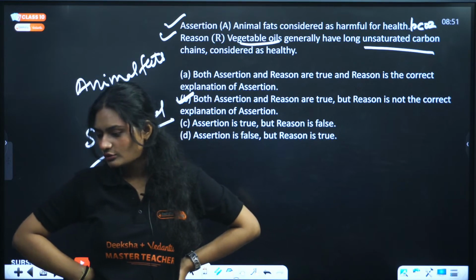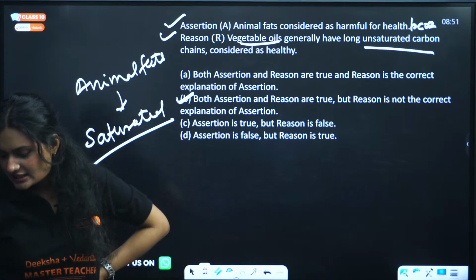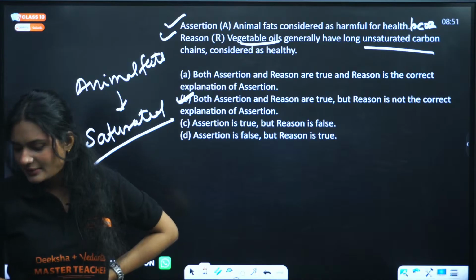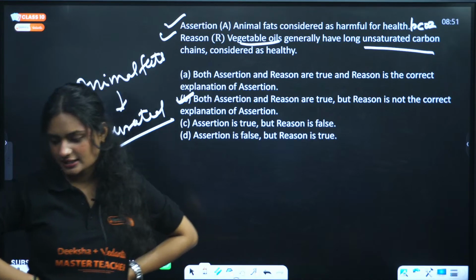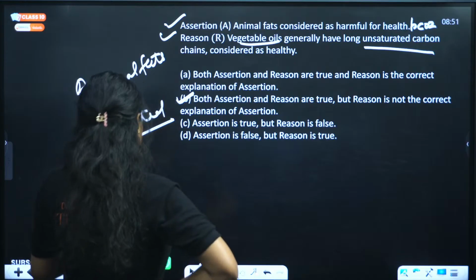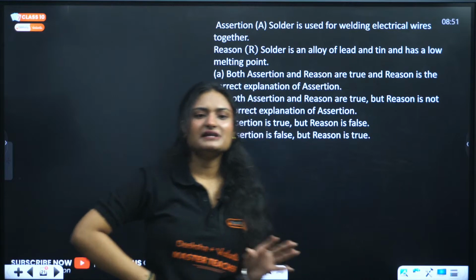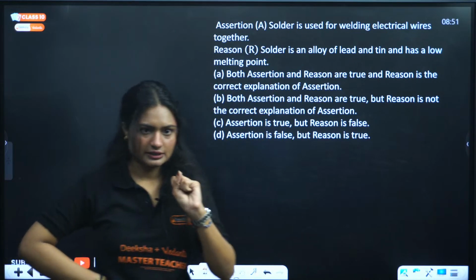No, who is saying no? Yes, the correct answer is B. Yes, B is the correct answer. Correct. Okay. Next question. Assertion says solder is used for welding electrical wires together.